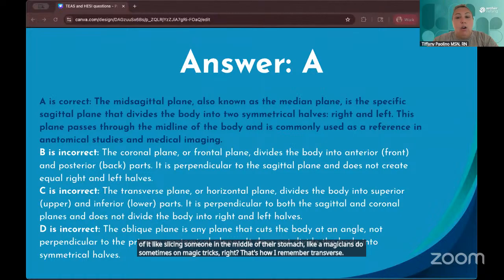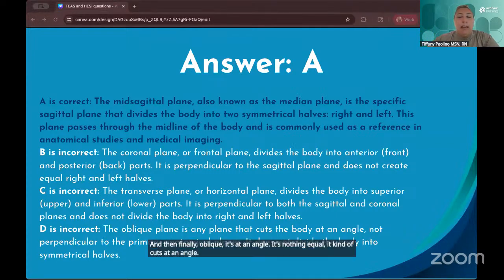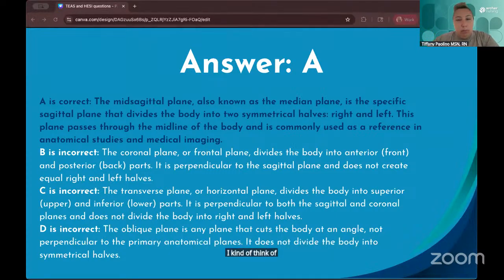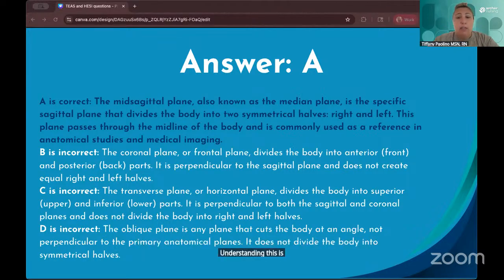And then finally, oblique, it's at an angle. It's nothing equal, it kind of cuts at an angle. I kind of think of obliques, right? We have oblique abdomen muscles, and sometimes they can make curvatures. So that's how I remember that one. Understanding this is super important because we need to understand how the body is divided.